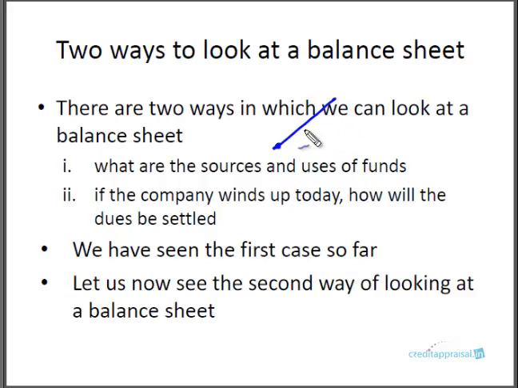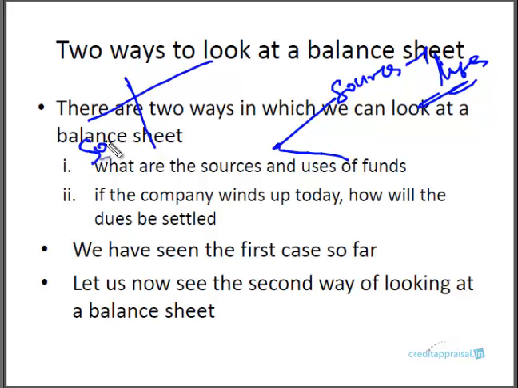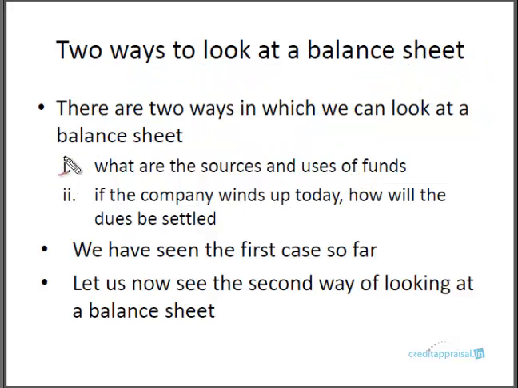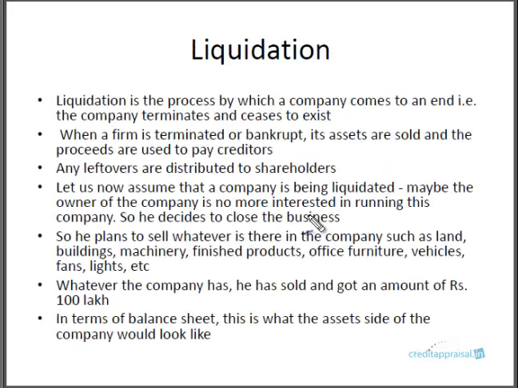I told you there are two ways in which you can look at the balance sheet. One is sources and uses of funds, which is what we have discussed so far. The balance sheet is a table which lists sources of funds on one side and the uses of funds on the other side. There is another way in which the balance sheet can be looked at. That is the liquidation concept. Let us see what liquidation means.